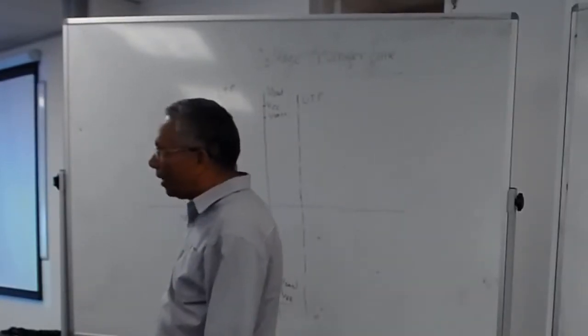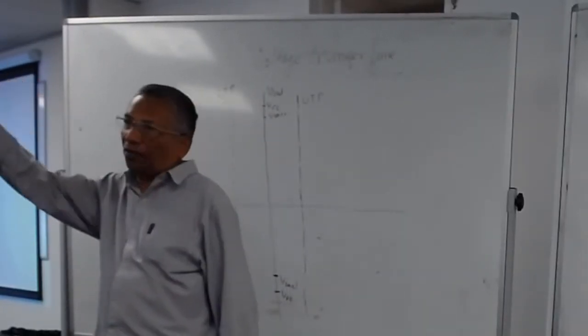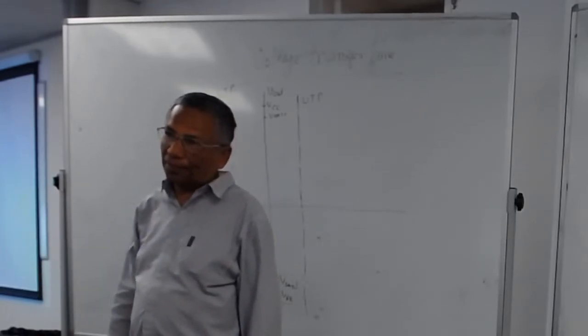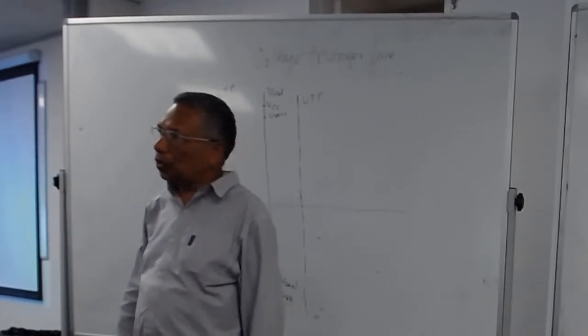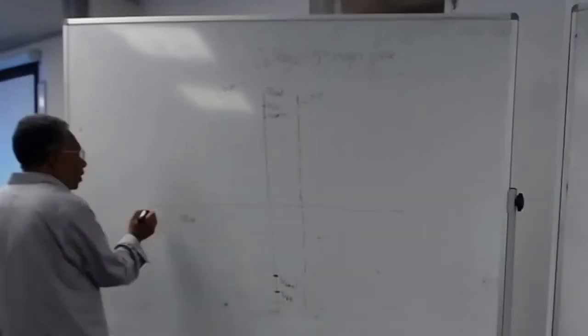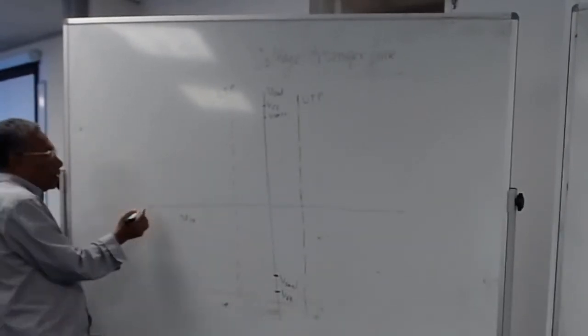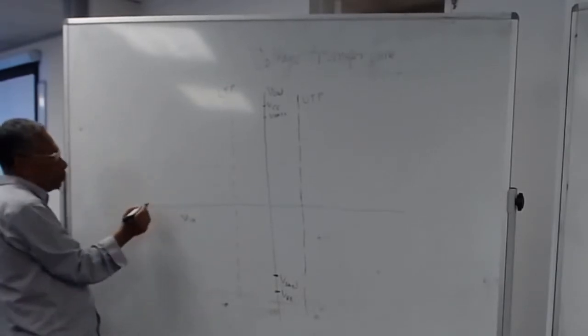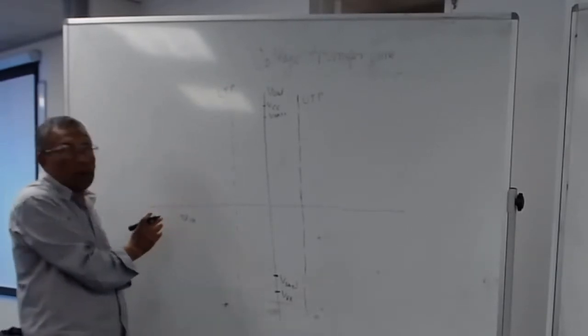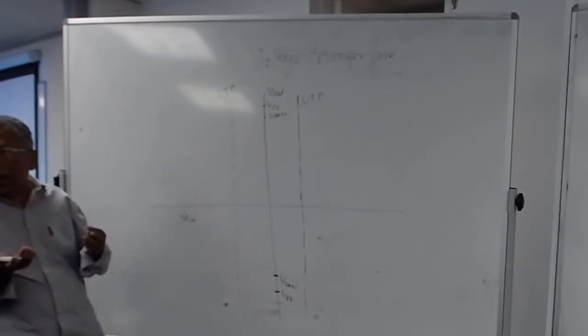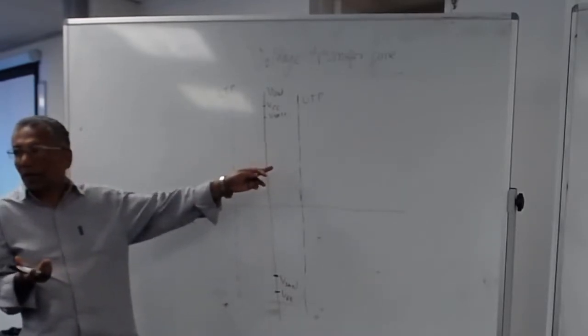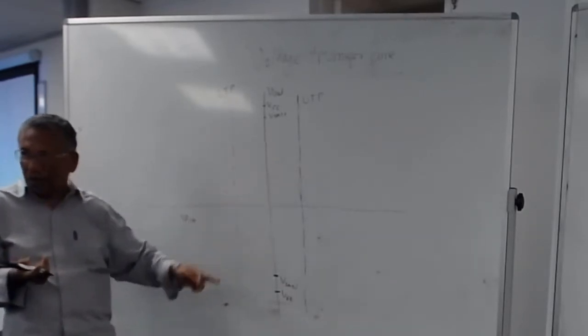Now, who can draw the actual transfer characteristic? So we start from a very low value. Input is very low, or I can do it for you also if you want. Input is very low, where is the output? It's very high. And what is the tripping point? This one or this one? Upper, isn't it? Upper tripping point.